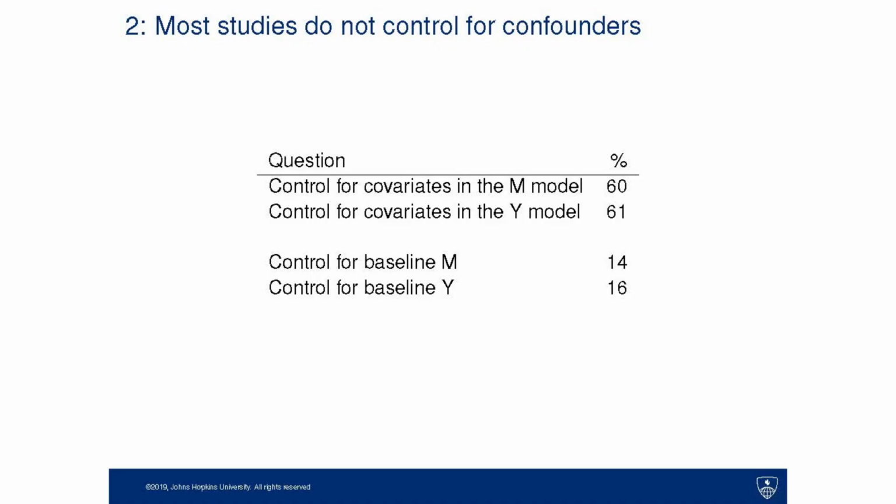Confounding. Do they talk about confounding? Do they adjust for any confounders? Sometimes. So about 60% of these studies controlled for any covariates in either the mediator model or the outcome model. In this context, the baseline mediator and the baseline outcome are probably the most important things to control for. And about 14 to 16% of these papers controlled for the baseline mediator or outcome. So for confounding, we'll give it a C, maybe.